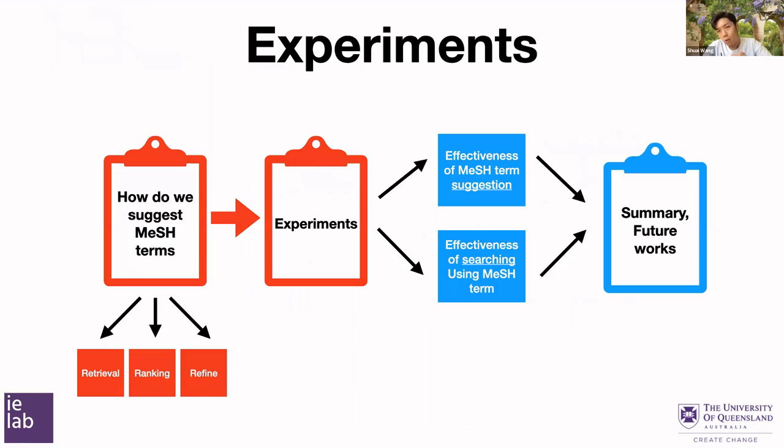So after we know how we suggest these MeSH terms, we're going into details in our experiments. Remember, there are 2 experiments in the paper. The first experiment is to test the effectiveness of MeSH term suggestion, and the second experiment is to test the effectiveness of searching using the MeSH term queries suggested.